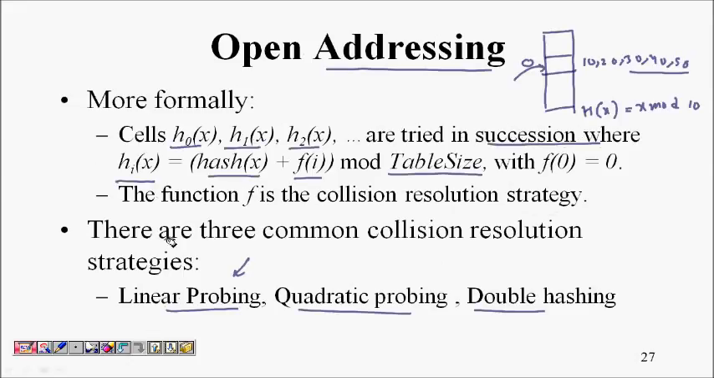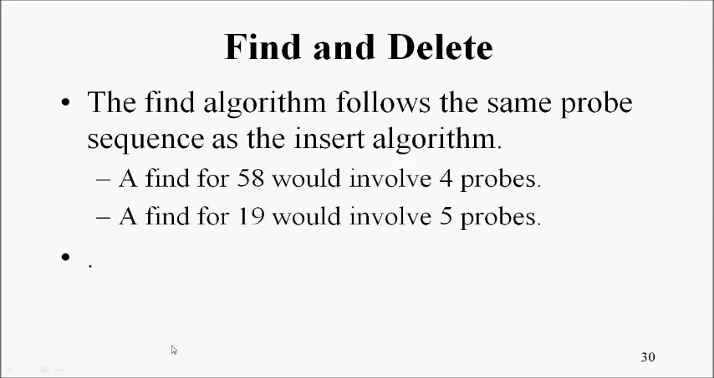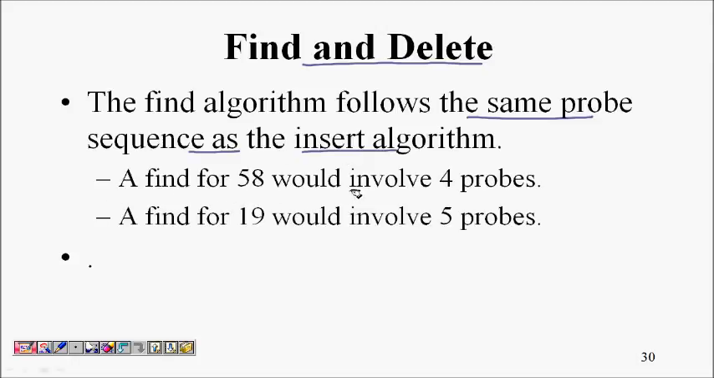So for each of the steps we have a different hi, and we calculate like that. Now find and delete. Okay, so we have to search something. The find algorithm, this was the insertion we were talking about. The find algorithm follows the same probe sequence as the insertion algorithm. To find 58 would involve 4 probes.